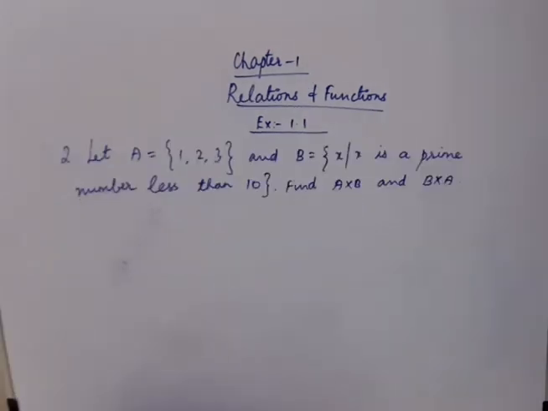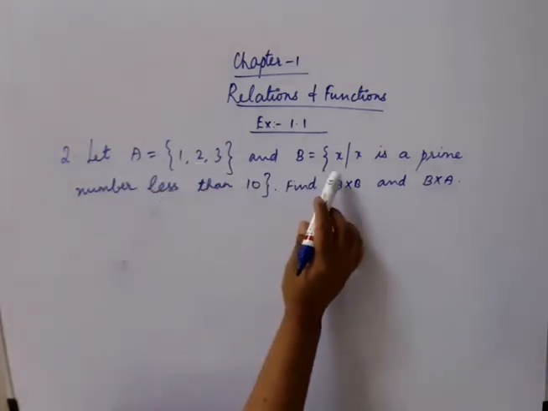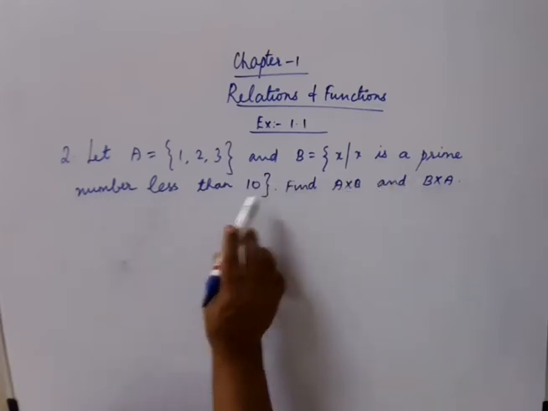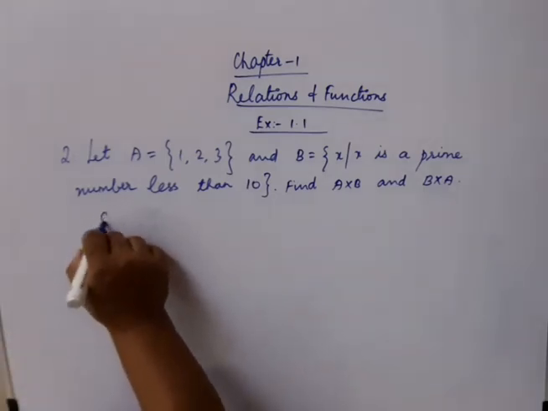Question number 2. Let A is equal to {1, 2, 3} and B is equal to {x such that x is a prime number less than 10}. Find A cross B and B cross A. Solution.